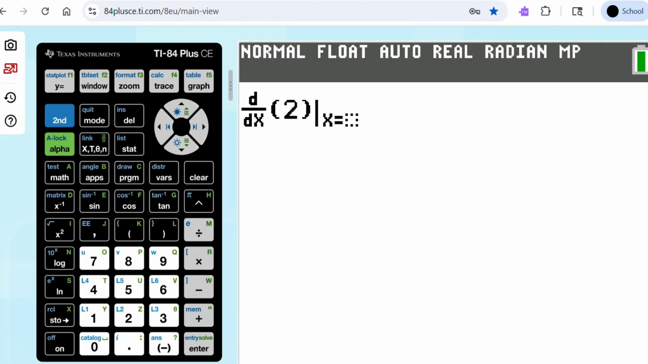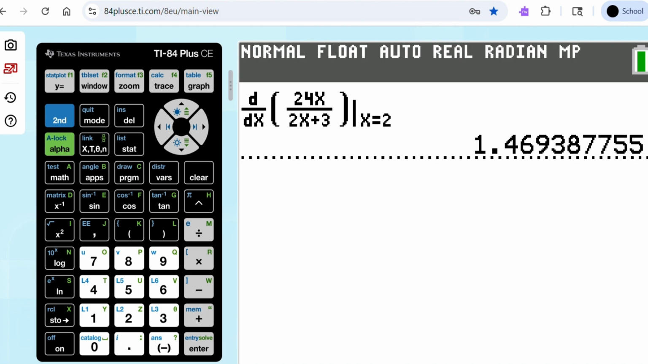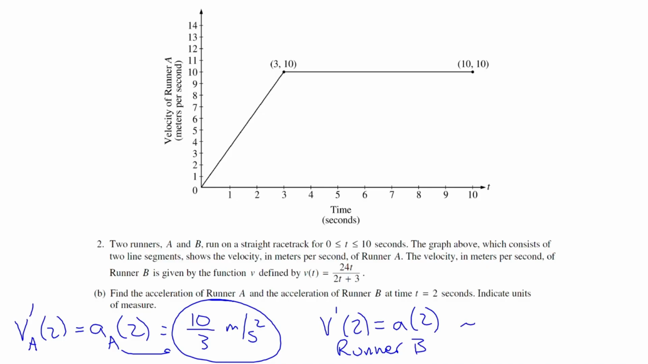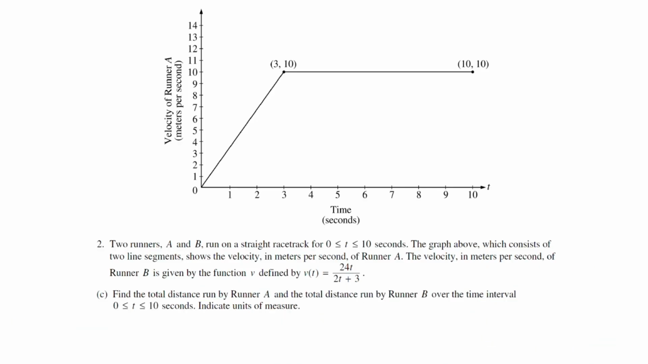I'm going to do actually alpha x to get a nice fraction. The original function was 24x over 2x plus 3, and we wanted to evaluate this at x equals 2, and so that's going to give us 1.469, and we'll just say 1.469 meters per second squared. And that was worth 2 points as well, one for each of their accelerations.